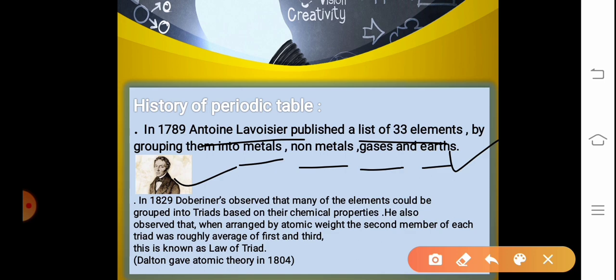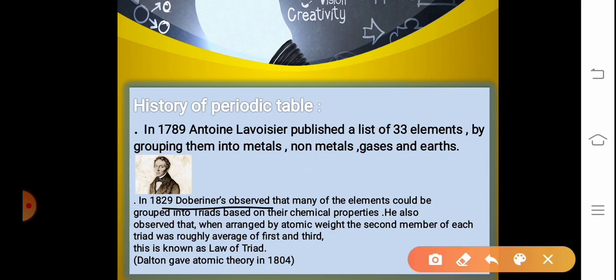Okay, I repeat, in 1789 there were only 33 elements, and this list of 33 elements was published by Antoine Lavoisier. He grouped these elements as gases, metals, non-metals and the alkaline earths. Clear? That was the first effort made by Lavoisier to group these elements, and then followed by another scientist. Next, in 1829.